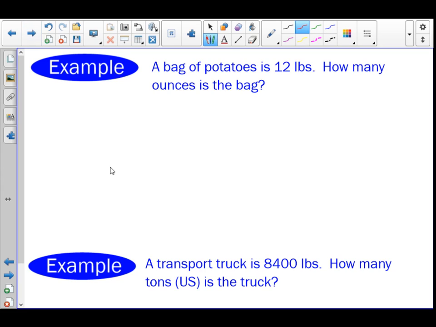Next question. A bag of potatoes is 12 pounds. How many ounces is there in this bag? We've got 12 pounds, and in every pound, there's 16 ounces. So we're going to multiply that by 16. And when we do that, we get 192 ounces. Fairly straightforward, just 12 times 16, and we get to where we need to be.